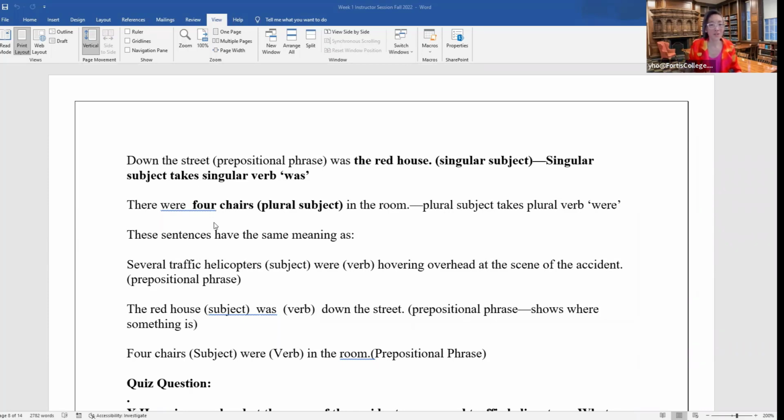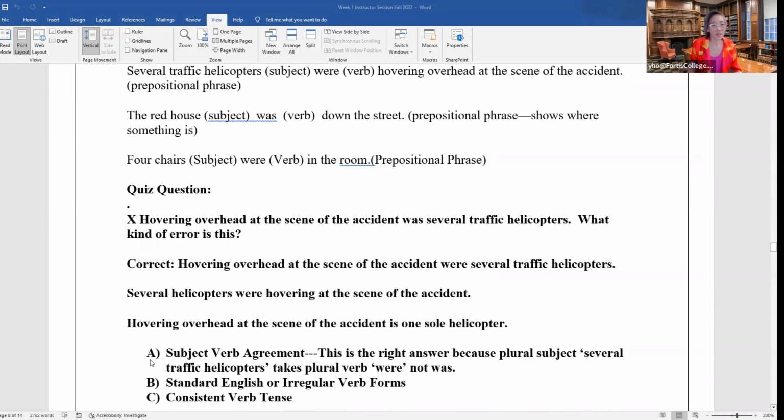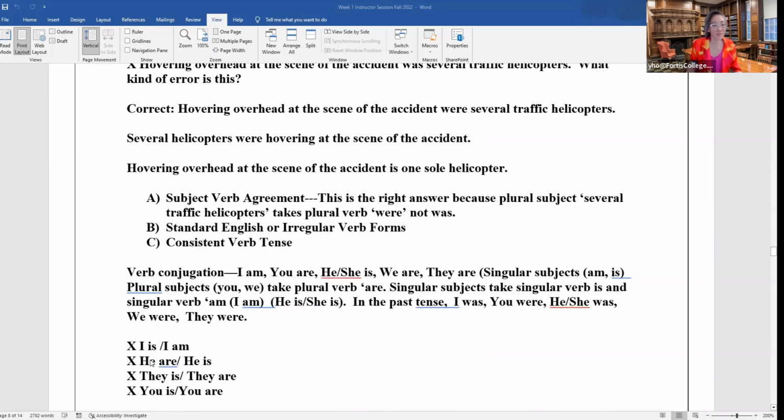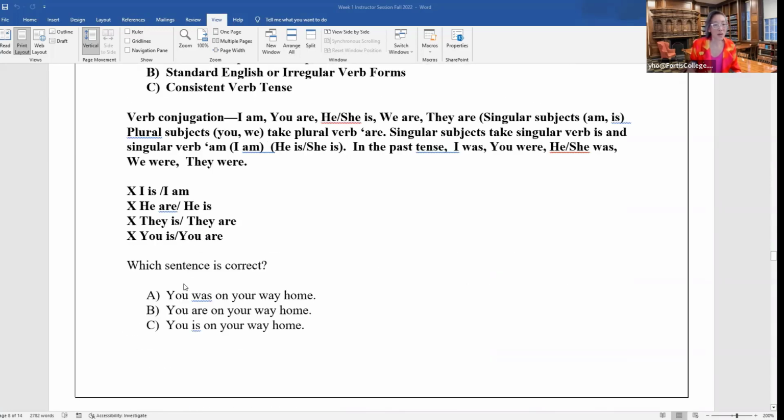So 4 chairs is the subject. So therefore you have a plural subject, 4 chairs, and then you have the plural verb were. So therefore the plural subject takes the plural verb. There were 4 chairs, or there are 4 chairs. You can't say there is 4 chairs. And so here, this is all the same thing. And this is all the same thing. And here. So which sentence is correct? You was on your way home, you are on your way home, or you is on your way home? Which is correct? A, B, or C?